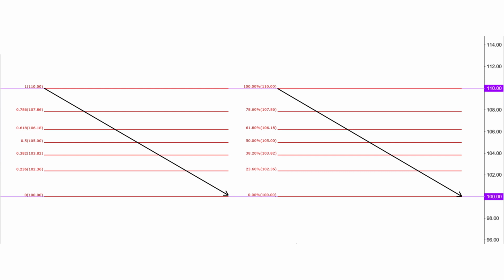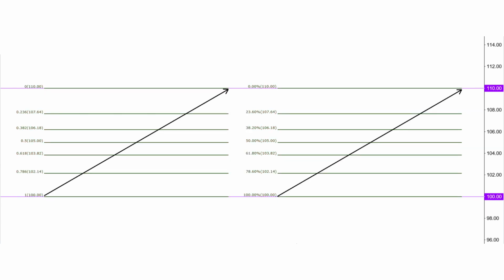A 38.2% or $3.82 portion of the $10 range is represented by the 0.382 level. Then, for example, there is a $2.14 difference in terms of the distance between the 1 and 0.786 levels. That is a 21.4% portion of the entire $10 range.